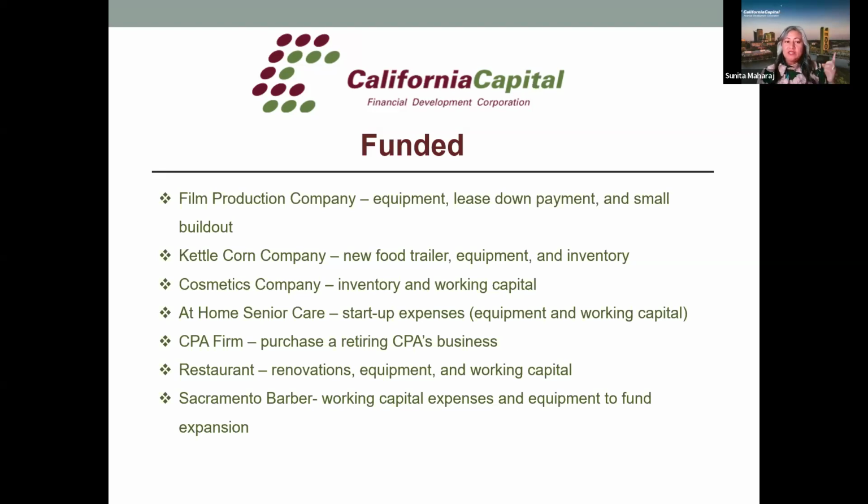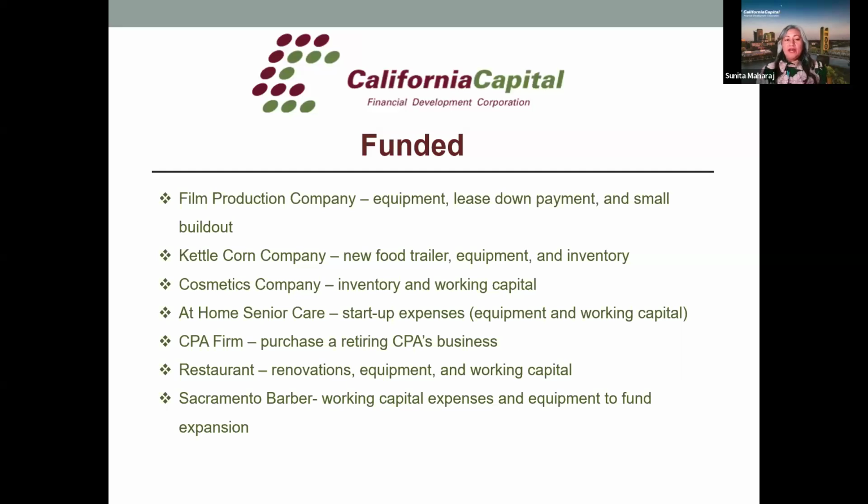I did see somebody here that wants to do senior transportation, so that's great. CPA firm, purchasing retiring CPA's business. We also do that too. Say you already have an existing, your insurance agent, CPA, you want to buy somebody else's book of business as well. We're able to do that.